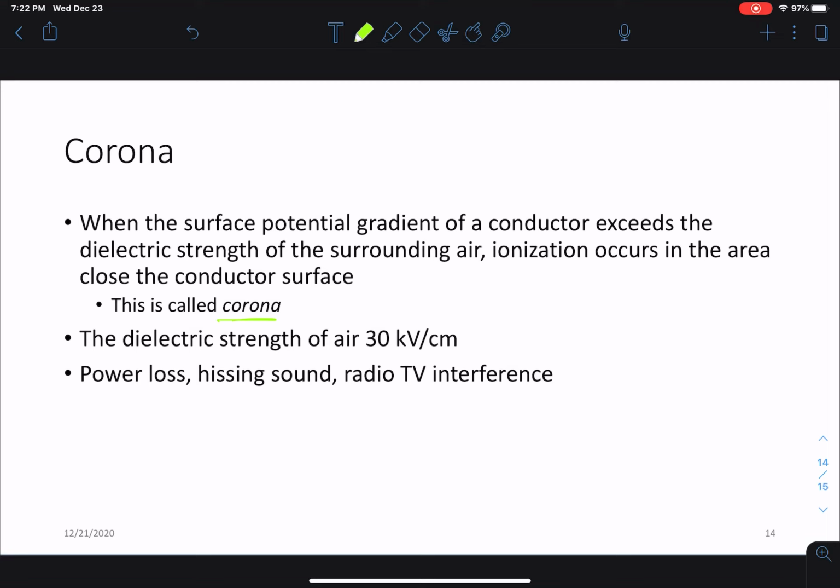The dielectric strength of dry air is 30 kilovolts per centimeter. If the voltage gradient of the transmission line is higher than this, it could break down the dielectric media between the lines. And power loss could happen because you can have a short circuit there, and you could also hear the hissing sound, and this can also cause radio interference if they're close by to one another.